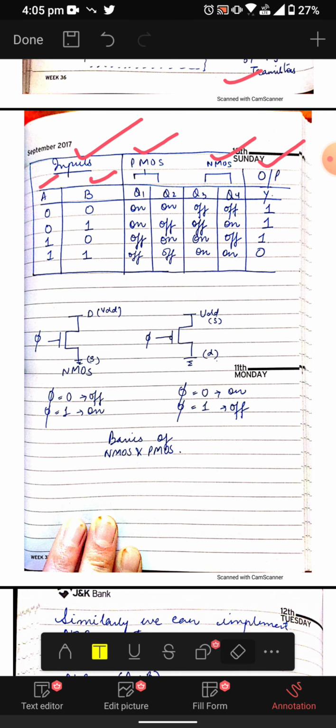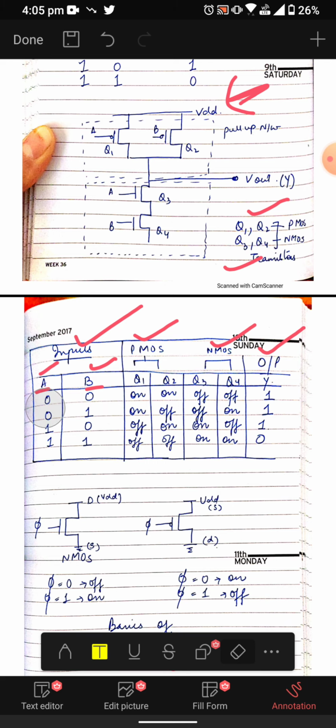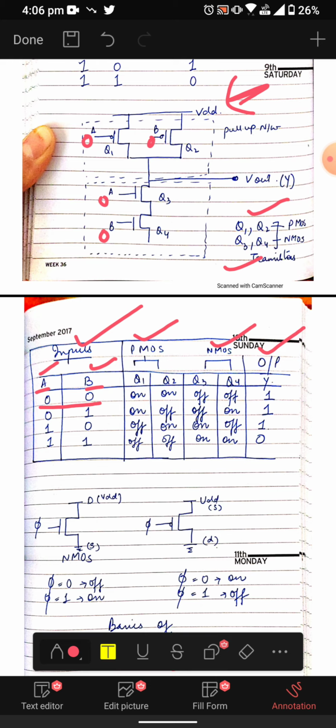This was the basics of NMOS and PMOS. Now, let's come back to the truth table. Let's see whether this diagram that I have shown over here will implement a NAND logic at its output or not. The inputs are A and B. Let's assume both the inputs are 0, 0. A input is 0 and B input is also 0.